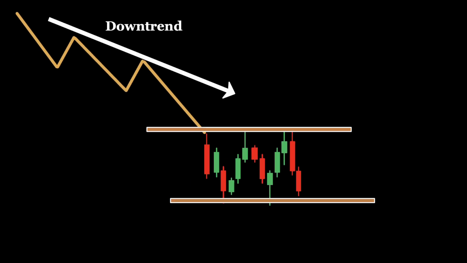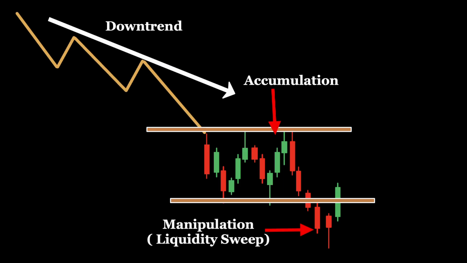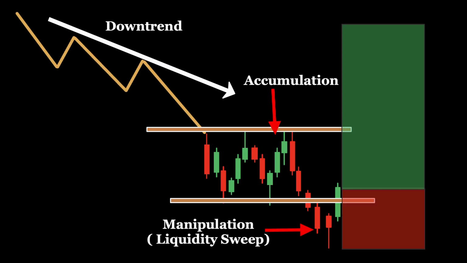If the market is trending down, smart money will look for a good area to buy. Wait for the accumulation phase where smart money is preparing to buy. Once a range forms, wait for a liquidity sweep, also known as the manipulation phase. After the liquidity sweep, enter at the close of the candle that returns inside the range. Set your stop loss below the recent low.